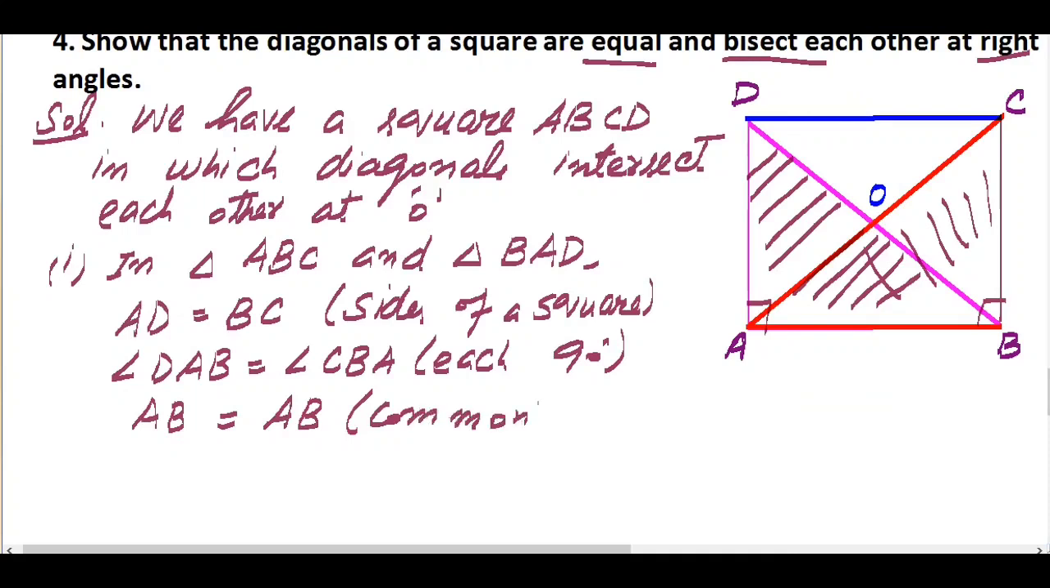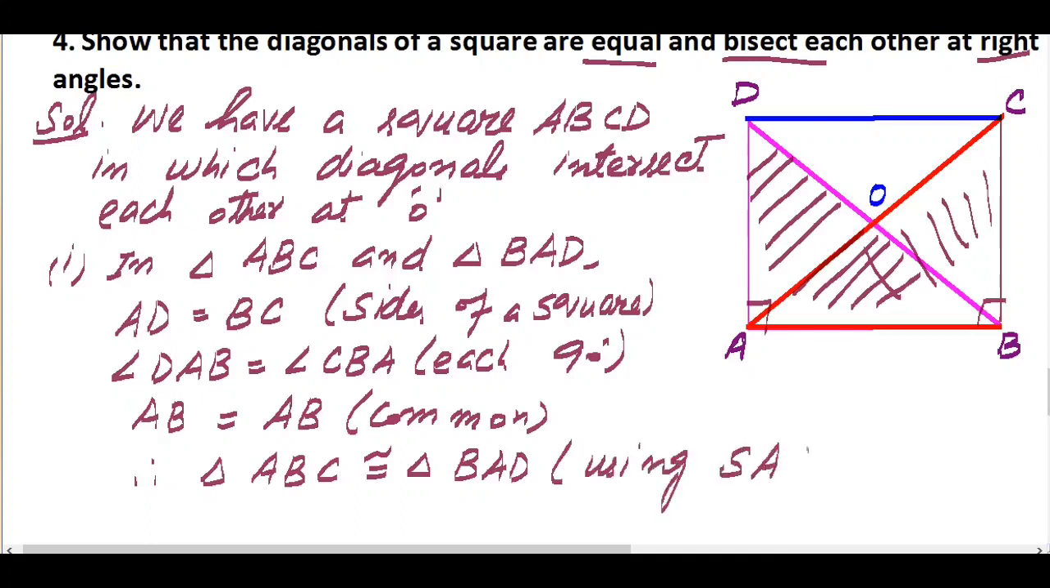So therefore triangle ABC is obviously congruent to triangle BAD. By using which criteria? You can check it out here: side, angle and side. So using SAS congruency rule or criteria. And they are congruent, which implies obviously AC will be equal to BD by CPCT. That means we know that when two triangles are congruent, their corresponding parts are equal. So the first part has been proved. That means diagonals of a square are equal.